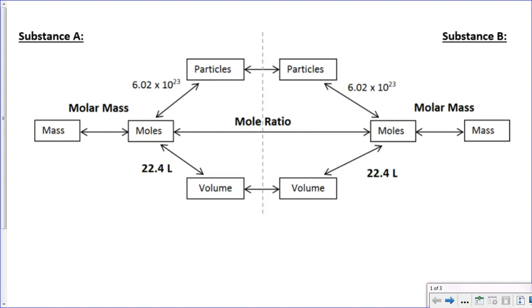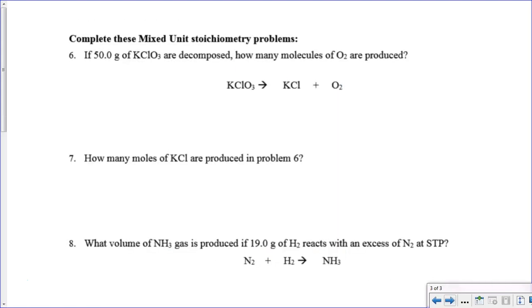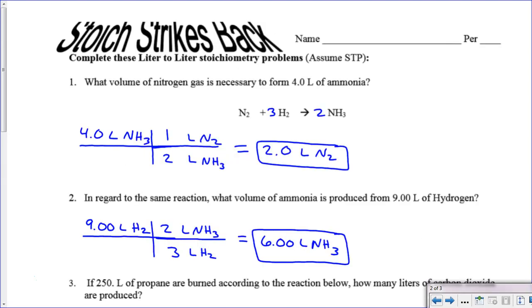All right, now I'm going to jump to the back section of this, which is on mixed stoichiometry problems where we're going from any units of one thing to any units or any quantity of another thing. And the first one on the back here has us starting with 50.0 grams of KClO3, and it's asking us how many molecules of O2 are produced. So we're going from grams of KClO3 to molecules of O2.